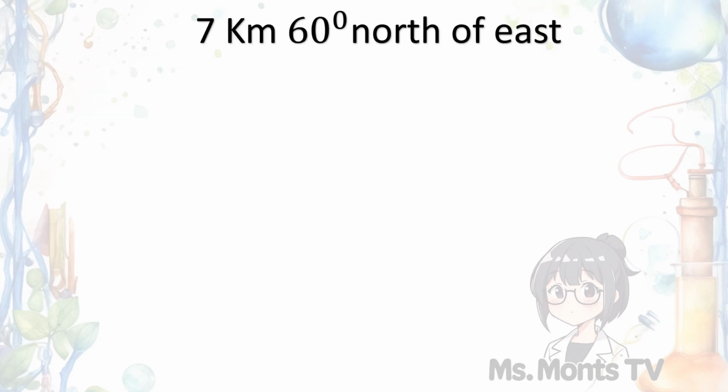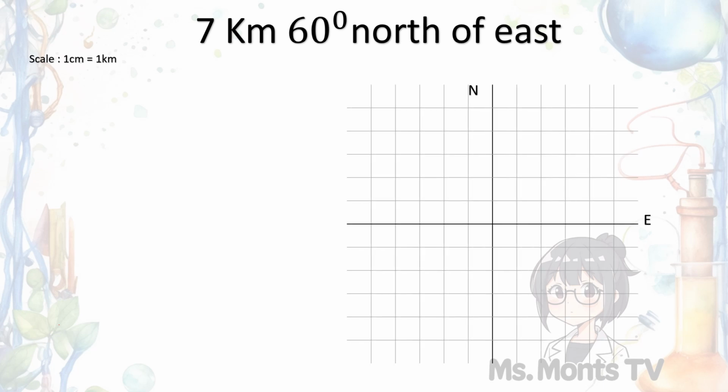How about 7 kilometers, 60 degrees north of east? We'll draw our Cartesian plane. Remember, if it is north of east and you're drawing using a protractor, you will start from east. Read it as 60 degrees, and then draw your line 7 kilometers. Then this is our vector, and we have to make it a right triangle.